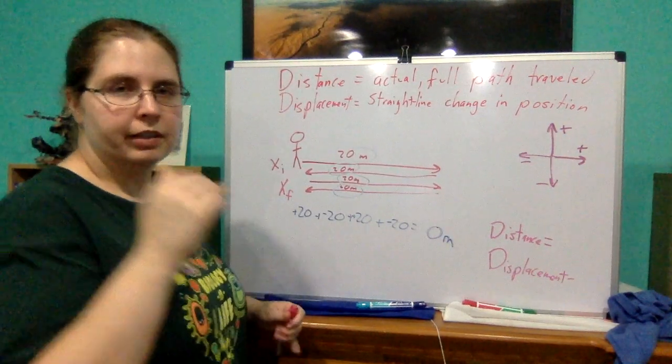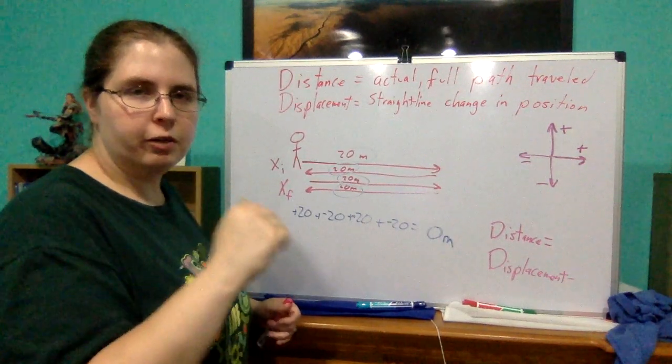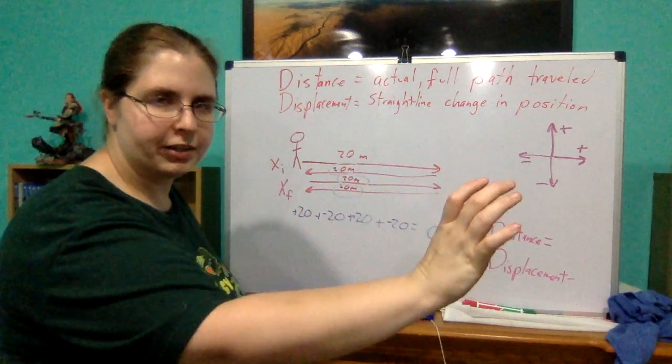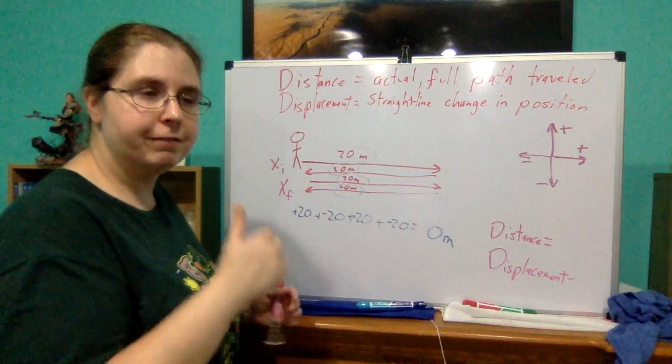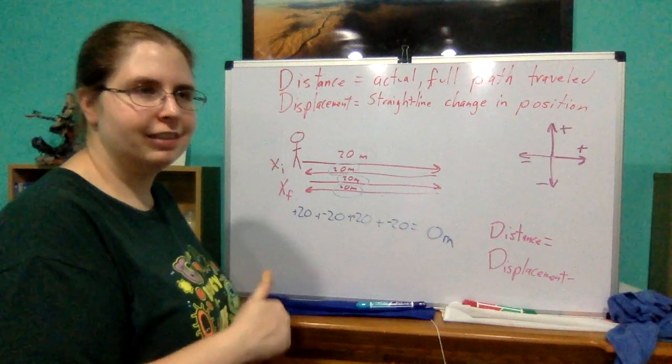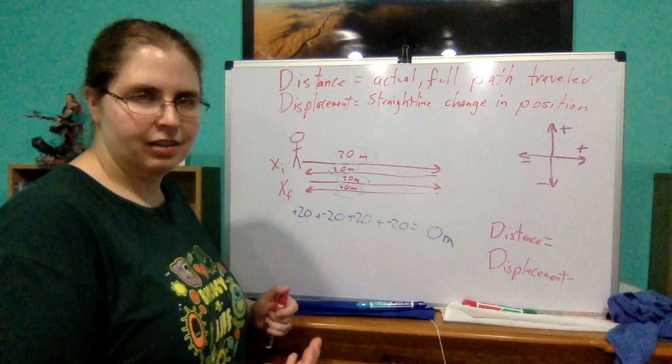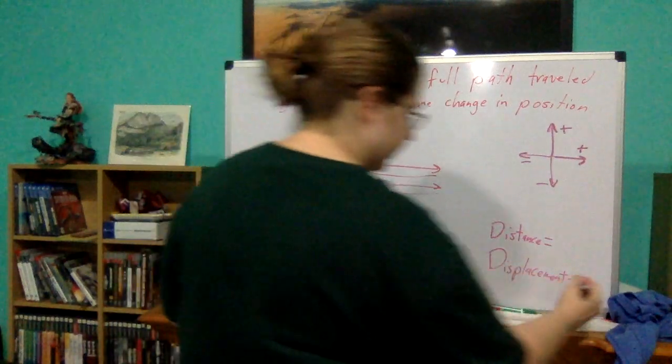Their displacement is 0 meters, because where this person ended up is the exact same place where they started. Remember, displacement is the change of position from where you start to where you end. If you end up where you started, there's no change in position. So your displacement would be 0 meters.